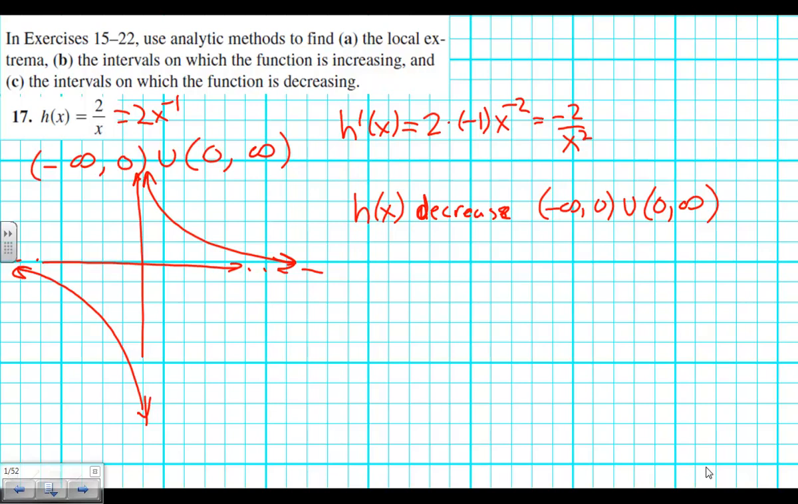Okay, so decreasing everywhere, no local extrema, and there's no place where it's increasing. Are we good? Excellent. Number 17, done. Yay.